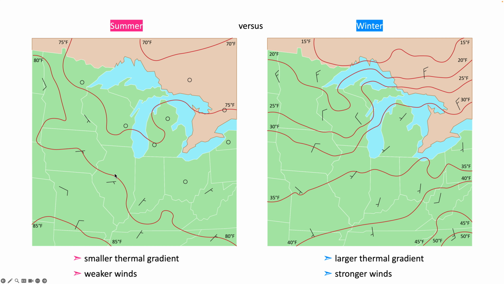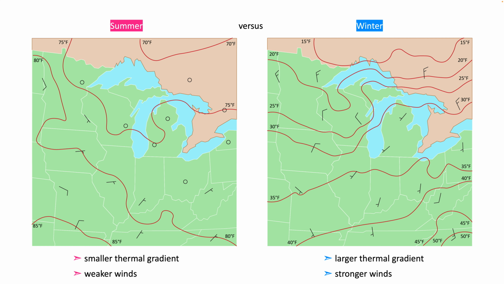In addition, you tend to see weaker winds during the summer than you do in the winter. So when you take these two factors together, smaller thermal gradients and lighter winds during the summer, larger thermal gradients and stronger winds during the winter, we tend to see really weak advection patterns. In other words, thermal advection during the summer tends to be pretty small when you compare it to the winter. The result is that you get, in relative terms, very small thermal advection during the summer relative to what you see during the winter.